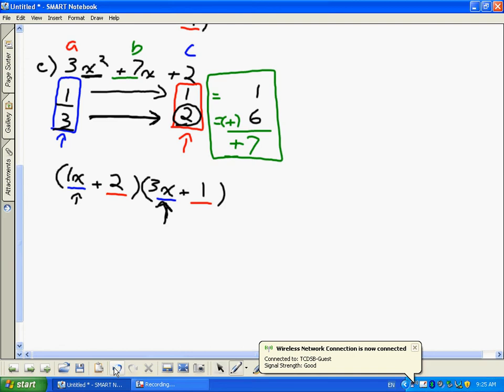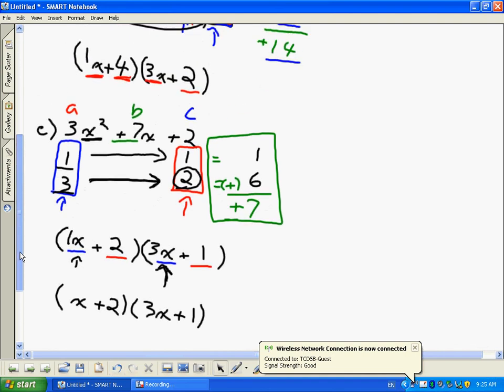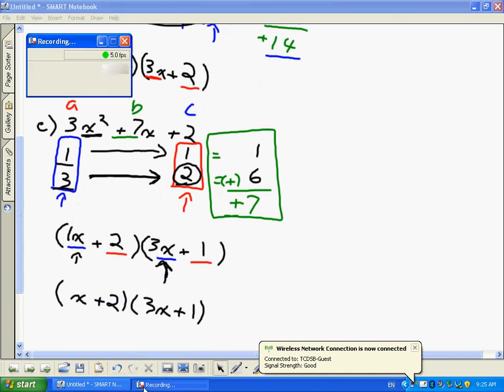Okay? Now, I'll write a final answer clear. We don't need to put the 1 in front of the x. So we have x plus 2 and 3x plus 1. Now we're all organized. Those are my factors for my quadratic expression, okay? Let's take a look at that again.